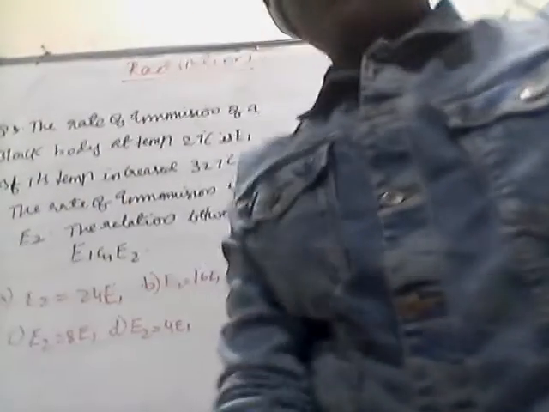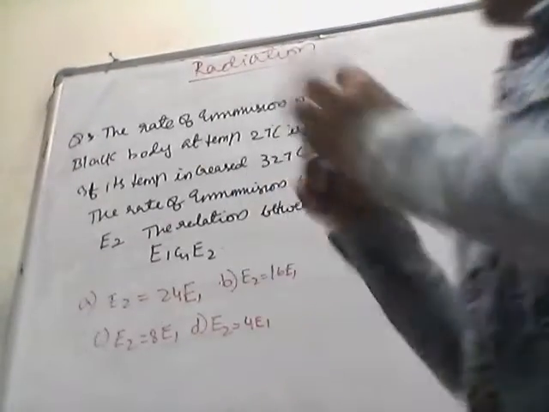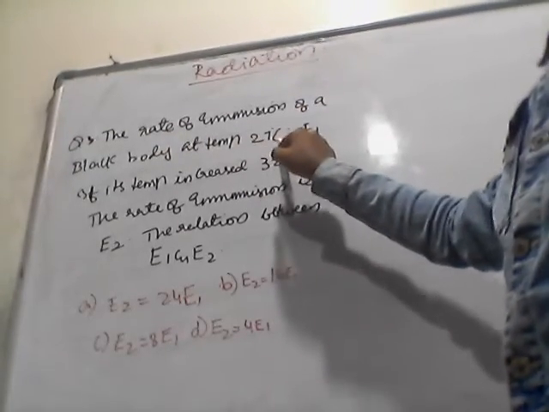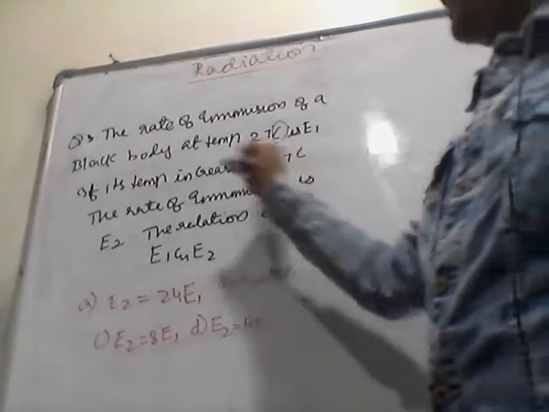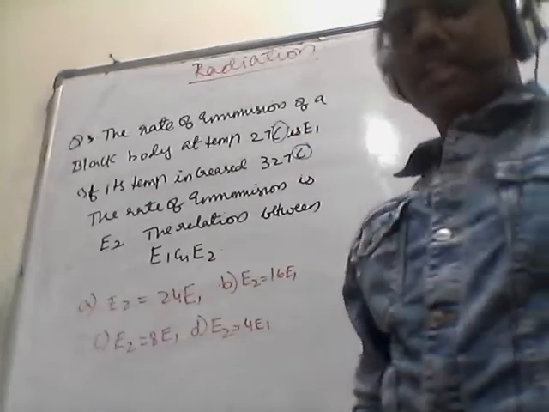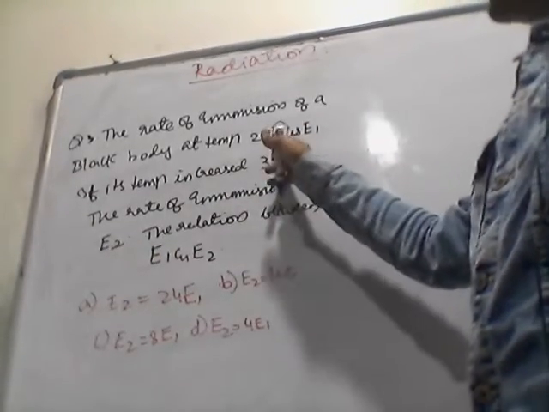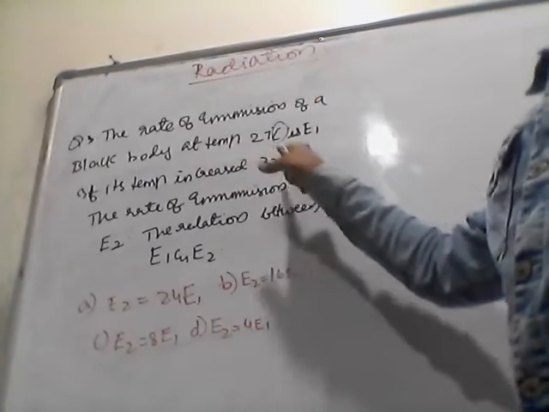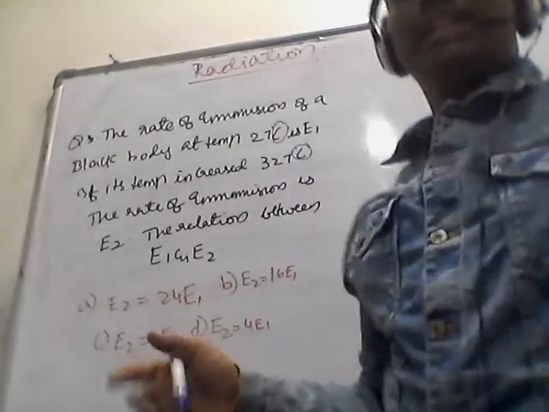Let us look at question number 3 now. What does question number 3 say? The rate of emission of a black body at temperature 27 degrees centigrade, this is the keyword, is E1. If its temperature is increased to 327 degrees centigrade, then the rate of emission is E2. For 27 degrees centigrade, the emission is E1. When the temperature is increased to 327 degrees, then the emission becomes E2. Now they are asking the relation between E1 and E2.